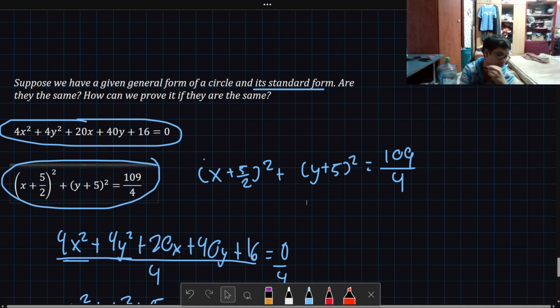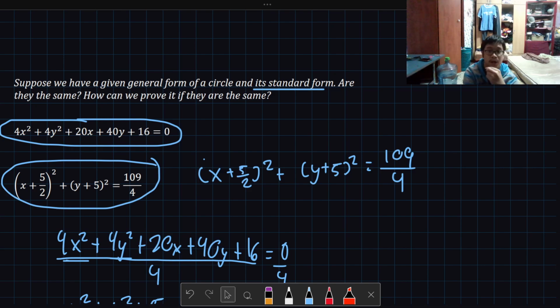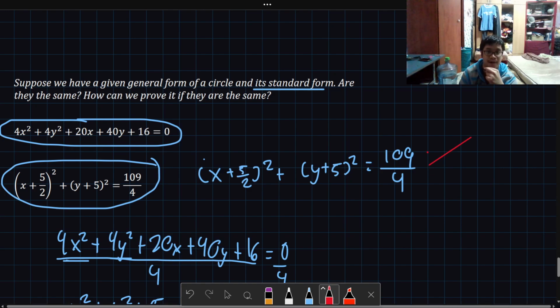We have (x + 5/2)² + (y + 5)² = 109/4. So therefore, it is proven that they are in fact the same. In conclusion, these two are the same. So that's the first method.